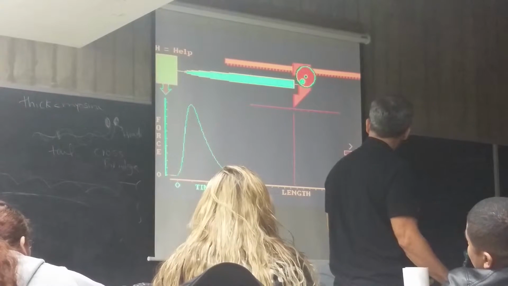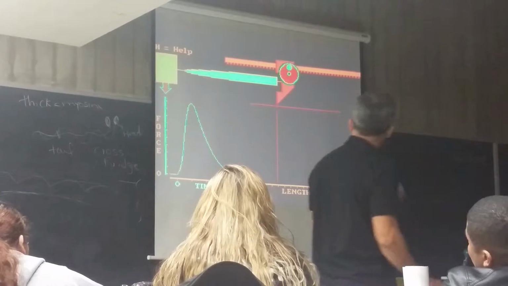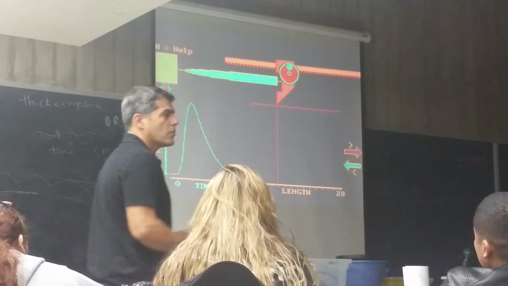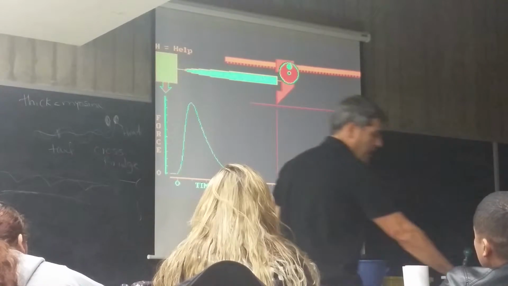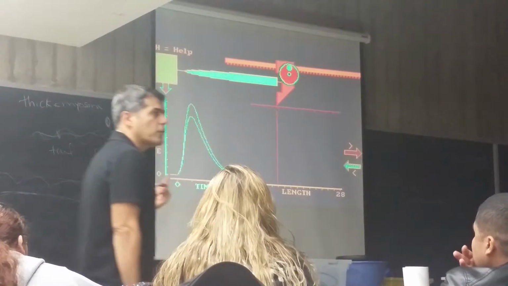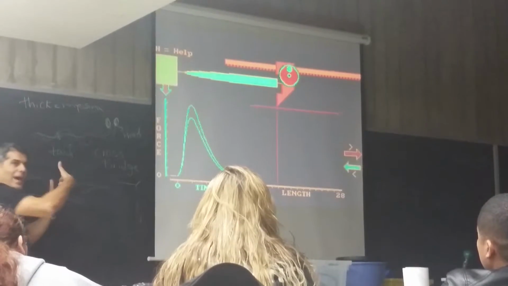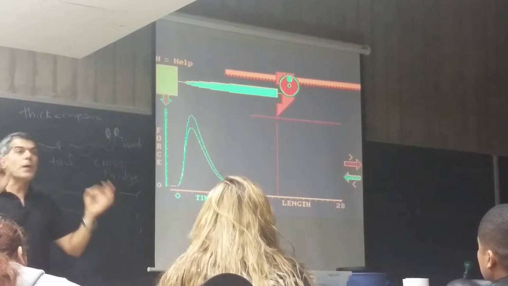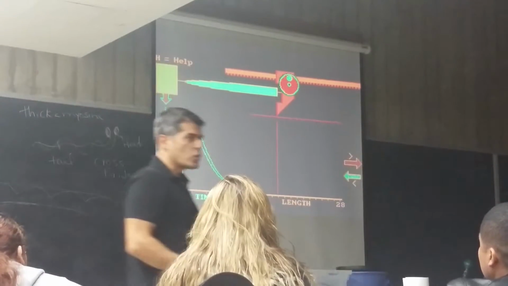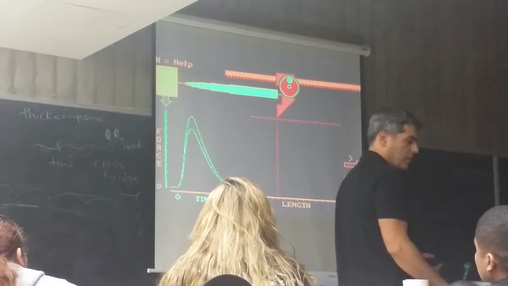Let's decrease the length. Let's decrease the length to, I don't know, 18 or 19. Then I'm going to press S again. The amount of force decreased. Why? Because remember the head of the actin and myosin, they are not in optimal length anymore, right? So we expect that it's going to decrease the force.